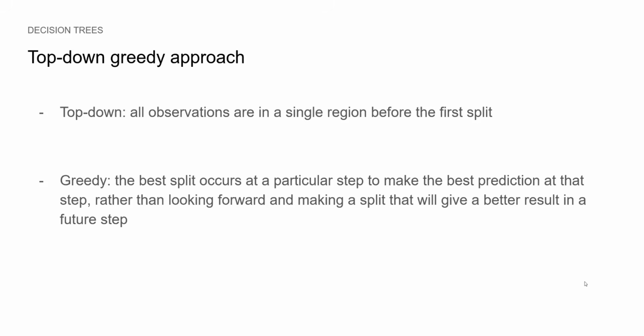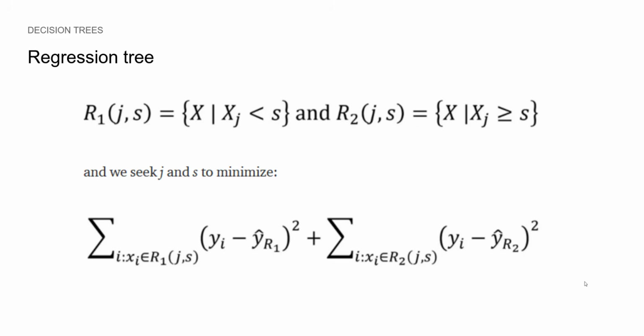Now, why top-down? Because all observations are in a single region before the split. And why do we call this greedy? That is because the best split occurs at a particular step to make the best prediction at that step, instead of looking ahead and making a split that will give a better prediction later on. Now mathematically, we define the pair of half planes like this, and we seek J and S to minimize the RSS of both planes.